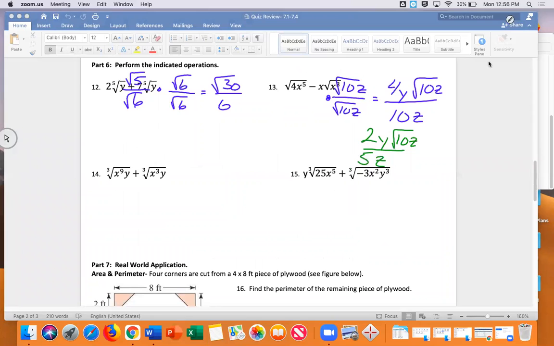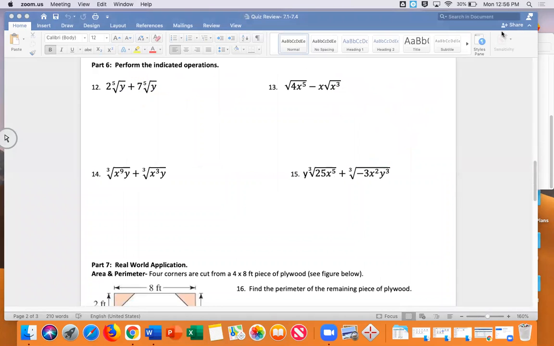In number 12, this is straightforward. The variables, and what I mean by variables is the 5th root of y plus the 5th root of y, they're the same. So 2 plus 7 is 9, so it's 9 times the 5th root of y. Now in 13, there's a little bit more work to be done.